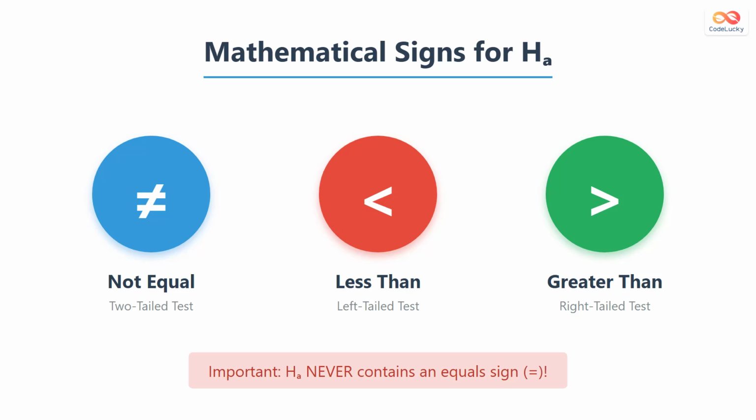Mathematically, the alternative hypothesis is very strict. It never contains an equals sign. Instead, it uses inequalities. It can state that something is simply not equal to a specific value, less than a value, or greater than a value. These signs determine the direction of your test.